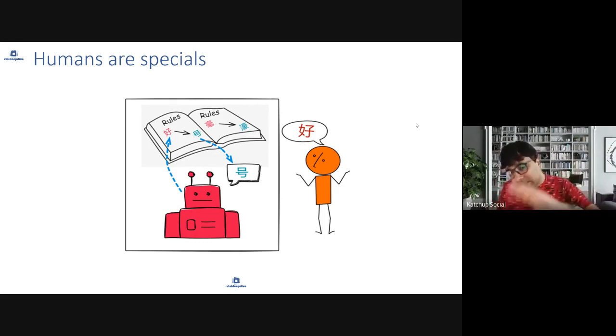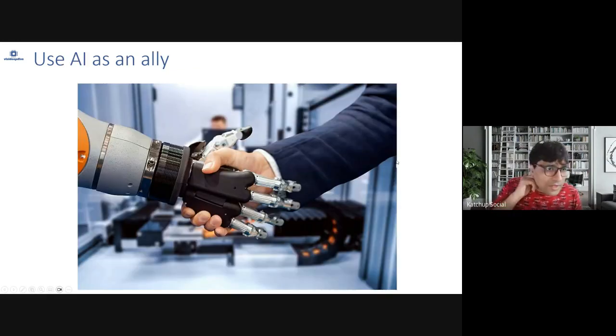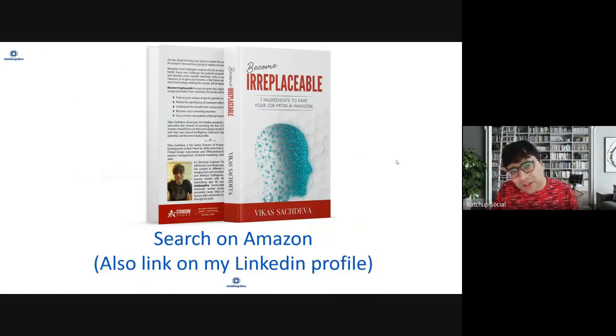If you're really interested in these concepts, you can go and check out that book on Amazon, and it's actually not very highly priced. It's very cheap, and you can also download a Kindle version if you prefer to read on your digital devices. You can actually use AI as an ally to make yourself more productive. I've talked about some of the examples.